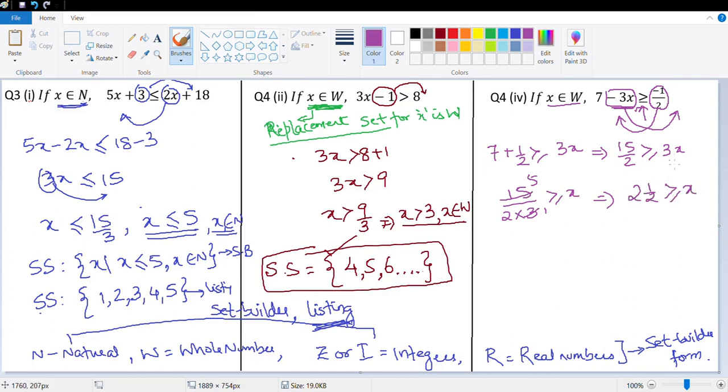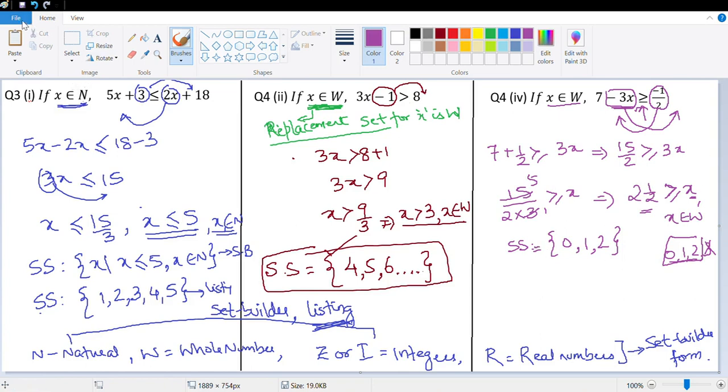Now to write your answer, this means the solution set is x less than or equal to 2.5, which means the possible values of x are 0, 1 and 2, since we are looking at whole numbers. So the first whole number is 0, 1, 2, 3, but 3 would be more than 2.5, which means my solution set is 0, 1, 2. So that's my solution set for this question. Let's look at the next one.